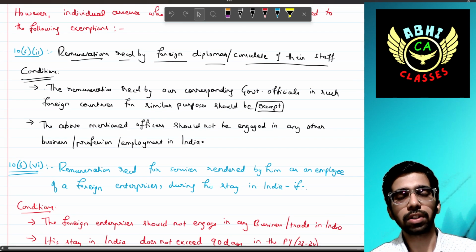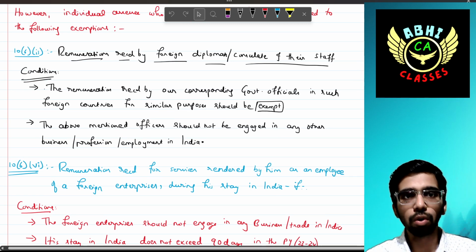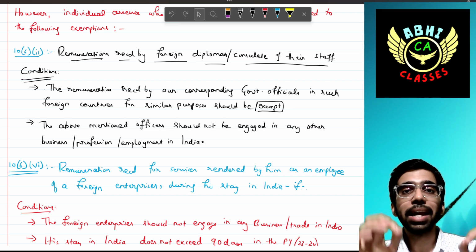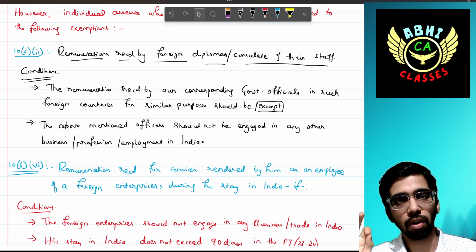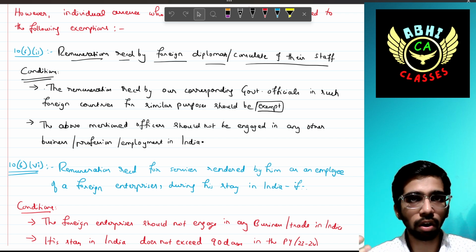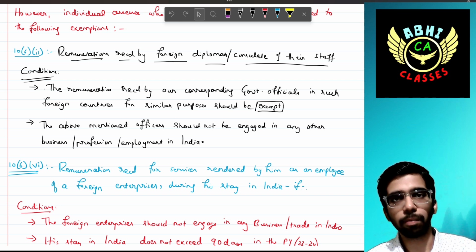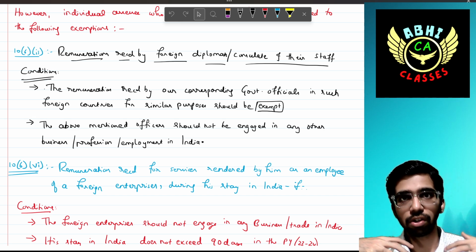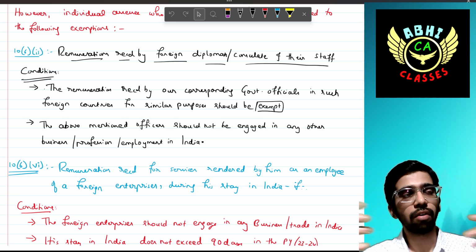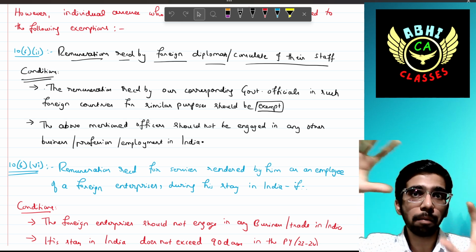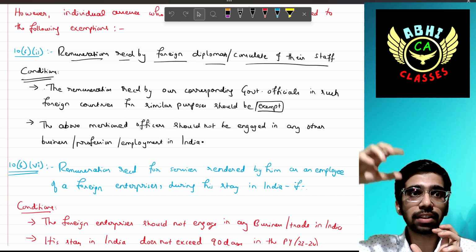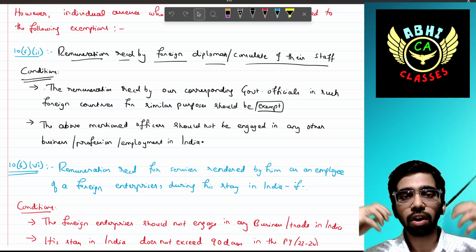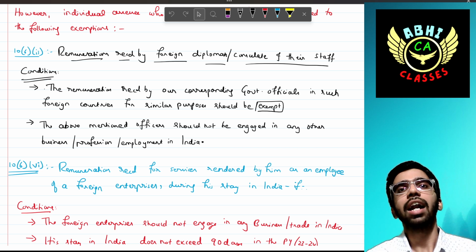Section 10, subsection 6, subclause 2: remuneration received by foreign diplomats, consulates, and their staff will be exempt from income tax. But the following two conditions should be satisfied. Number one, the remuneration is received by corresponding government officials. For example, if an Indian government official is serving in another country, for example the USA, and that amount is exempt for them, then if it is exempt for our government officials in that country, we will grant the exemption for their officials.